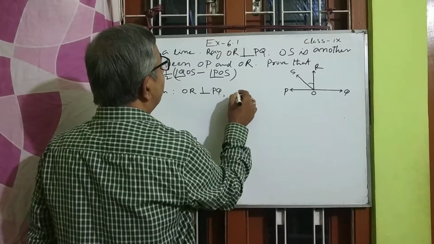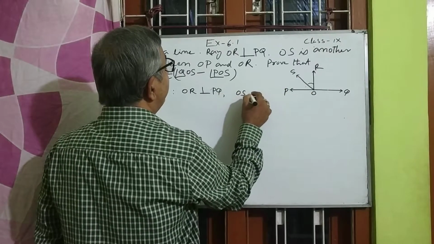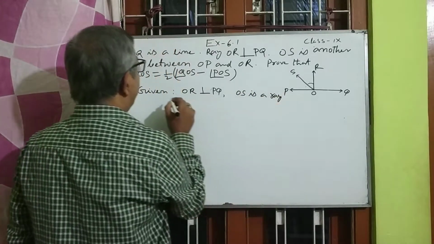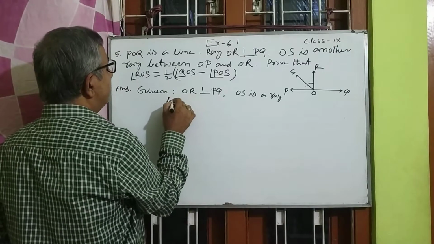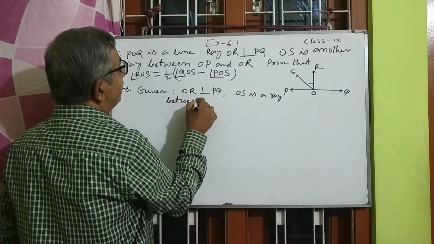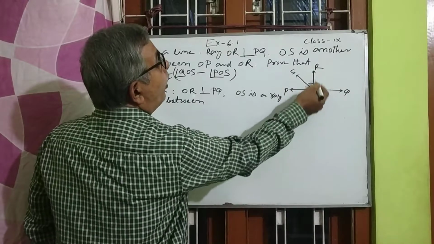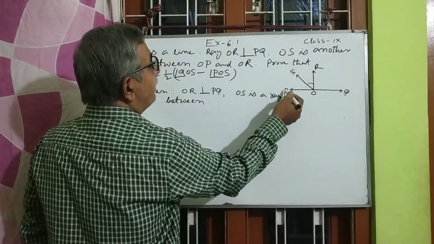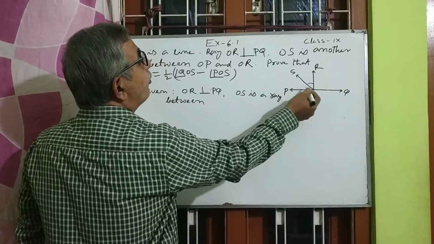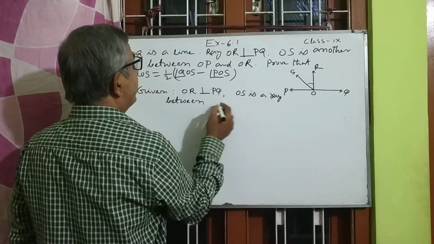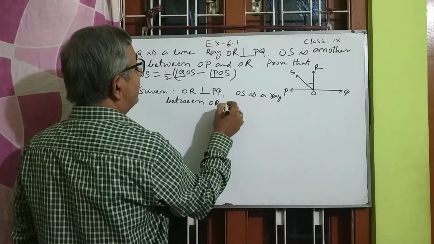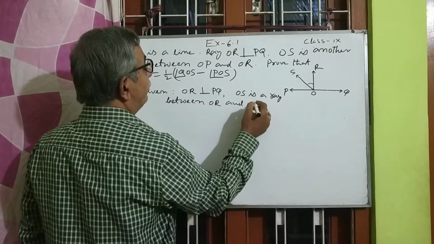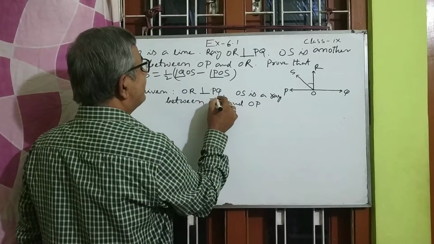OS is a ray. Where is this ray? Ray between OR and OP. Is it or not? OR here and OP here. So between OR and OP, another ray is what? OS. OR and OP. You may write like that also. The ray symbol you can use.